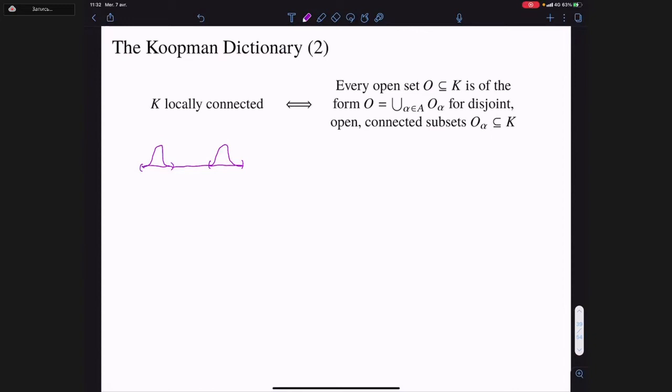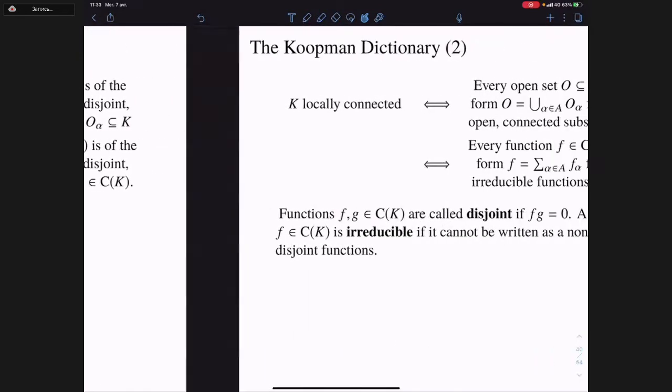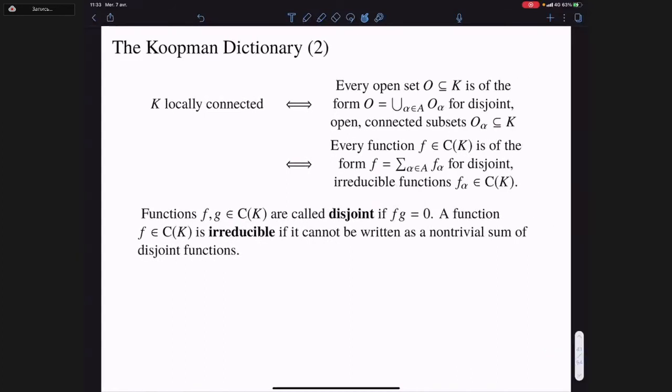So you can show, it's not completely obvious, you need to work a little bit, but your space is exactly then locally connected if every function has this decomposition, which is disjoint, and the factors of the decomposition are irreducible in the following sense. So we say that two functions are disjoint if their product is 0, which is rather straightforward, and a function is irreducible if it cannot be written as a non-trivial sum of disjoint functions.